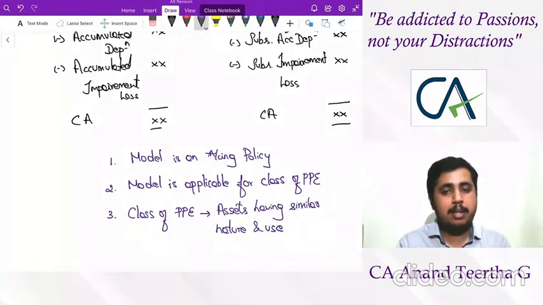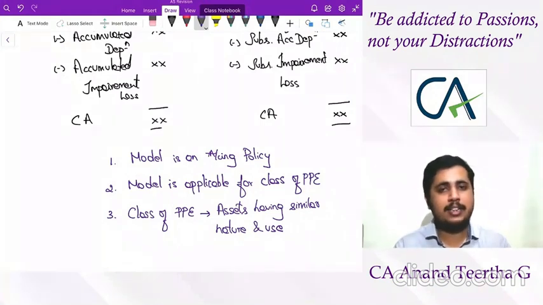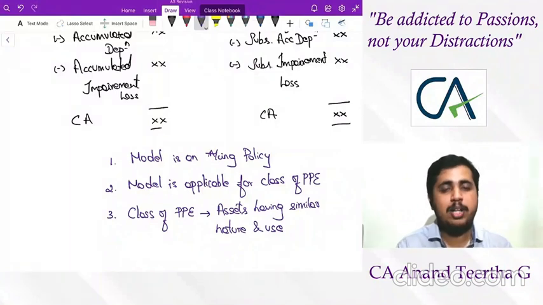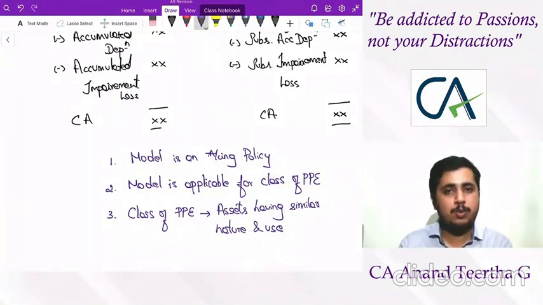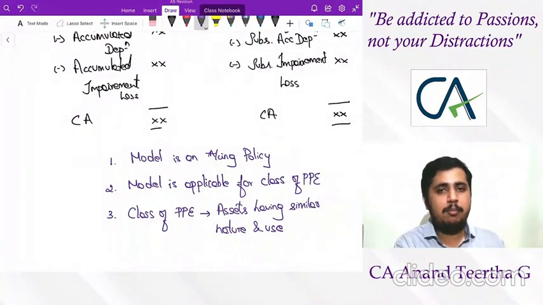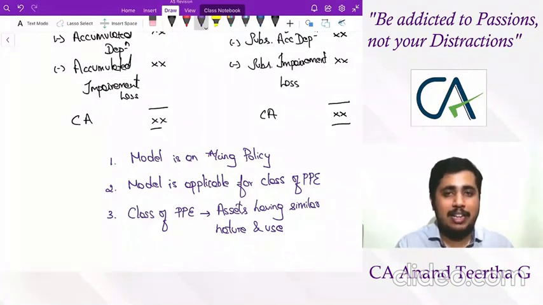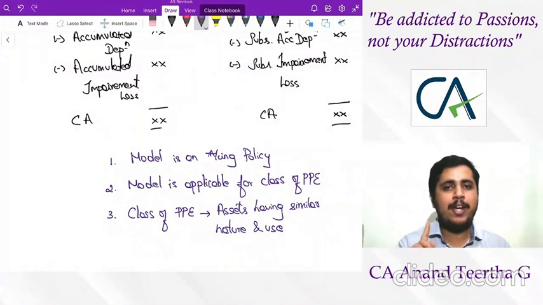At the same time, the company has a factory building. Now factory building and residence building are not the same because the usage is different, the nature is different. So therefore, factory building is one class, and all the residential buildings are one class. So that's how you have to bifurcate your classes of PPE: assets having similar nature and use. For all the assets under the class, you apply one model.